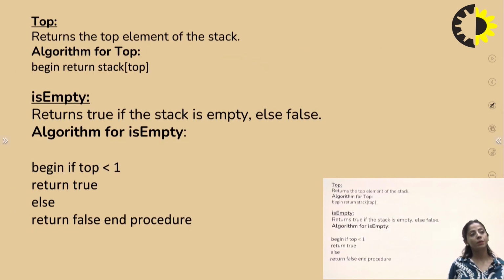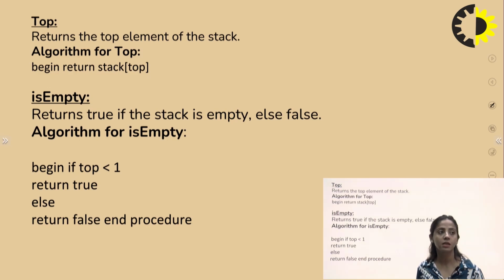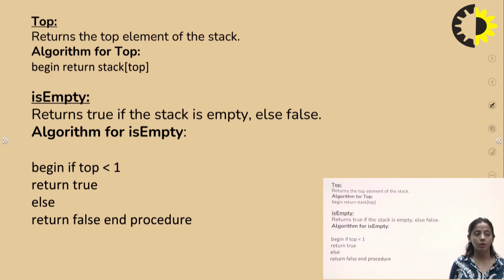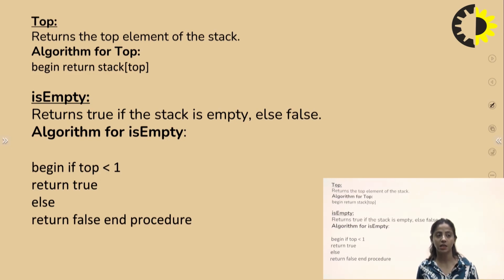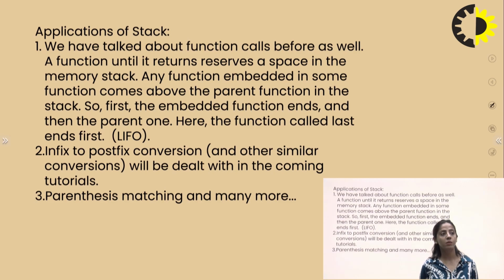Top returns the top element of the stack. Algorithm for top is: begin, return stack top. Is empty returns true if the stack is empty, else false. Now the algorithm for is empty: begin, if top is less than 1, return true, else return false, end procedure.